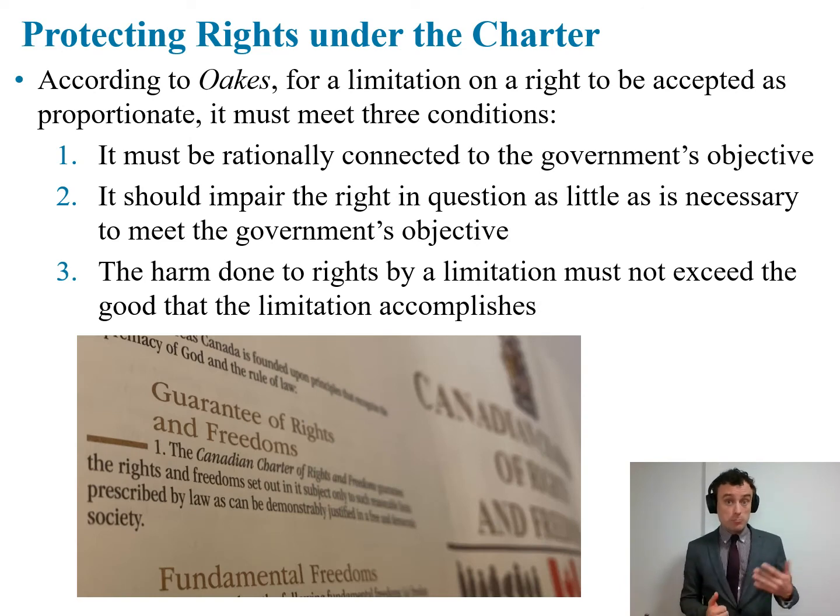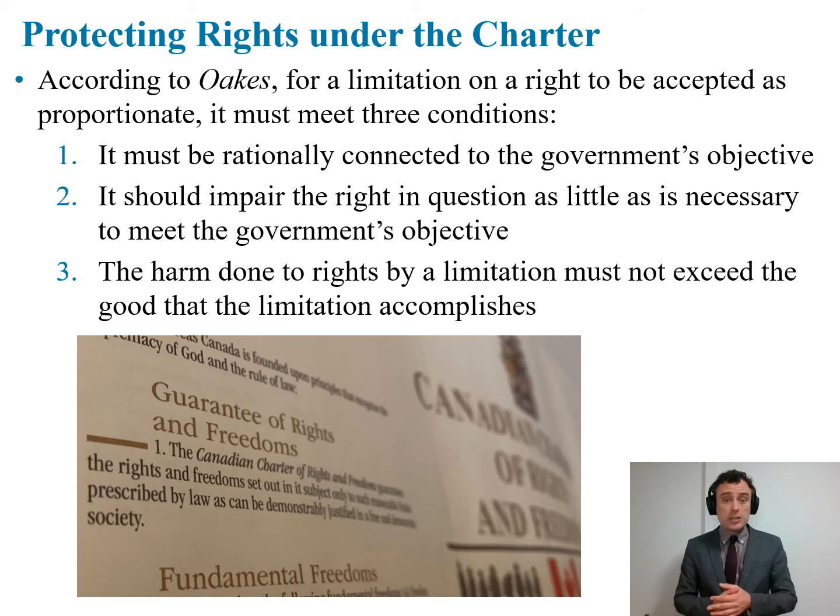And so to say specifically more about the second part of the Oakes test, according to Oakes in the decision, for a limitation on a right to be accepted as proportionate, it has to meet three different conditions. First, the limitation must be rationally connected to the government's objective. Is the goal rationally connected to the means? Second, is the limitation going to impair the right in question as little as necessary to meet the government's objective? The goal here is to keep the limitation on the Charter right as small as possible so that they achieve the objective and limit nothing in addition to what is absolutely necessary for achieving the objective.